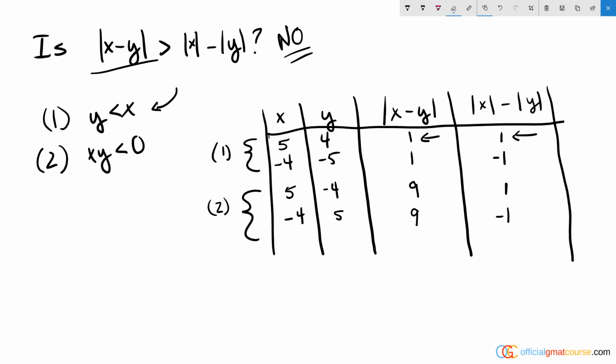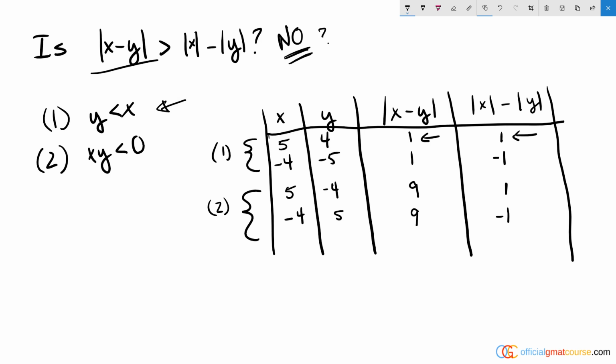So that would answer this question, no. When you're evaluating yes-no questions and you get a situation like this, it's important to know that that would be a no answer to the original question. Now, can I get a yes answer? Because if I can get a yes answer, then I've proven that statement one is insufficient.